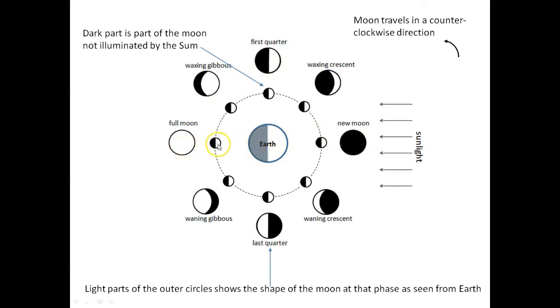If I come to here, the sun's rays hit the moon. Again, only half the surface of the moon is illuminated, half is in dark. But because this entire half that's illuminated can reflect its rays back to Earth, it looks like a full moon. And it gives us our full moon. Okay. So this is the diagram that you need to know.